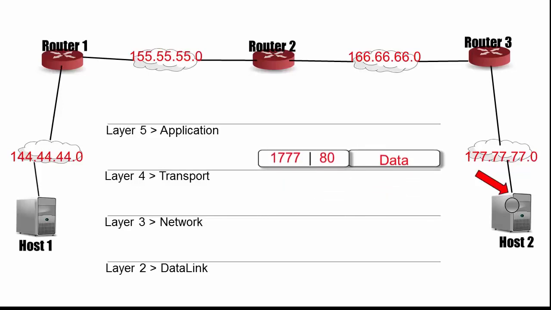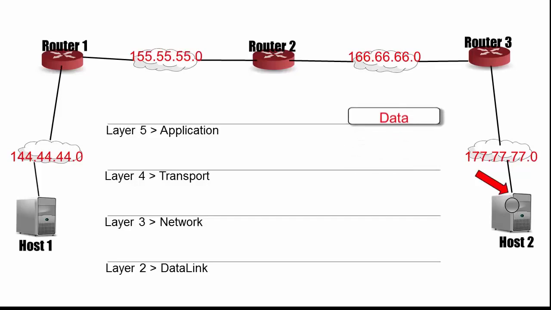At the transport layer, it looks at the destination port to determine which application process is supposed to receive the data. In this case, the port is 80, so the transport header is removed. And the data is sent to the HTTP application process. The HTTP process is now free to work on the data at its leisure.